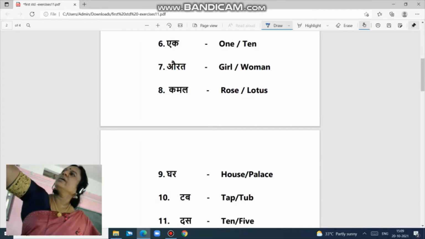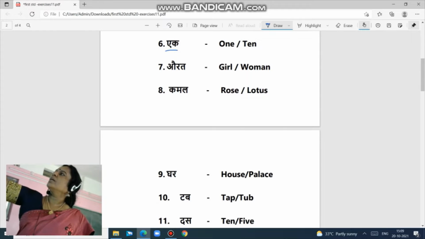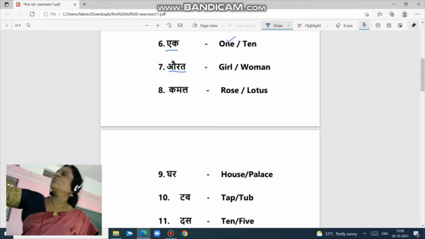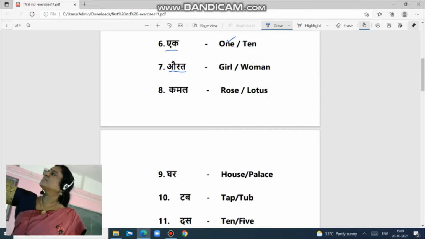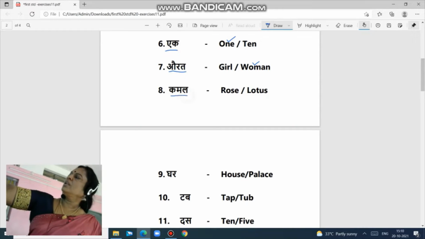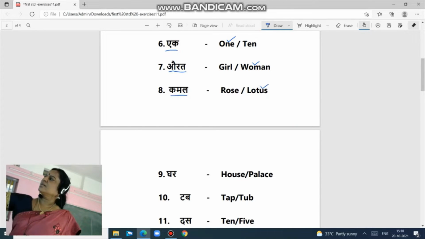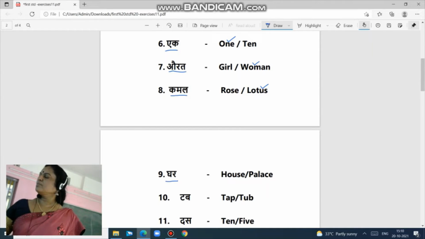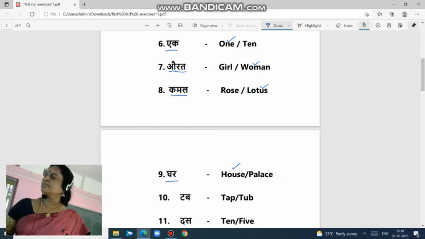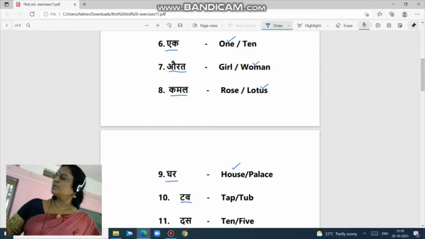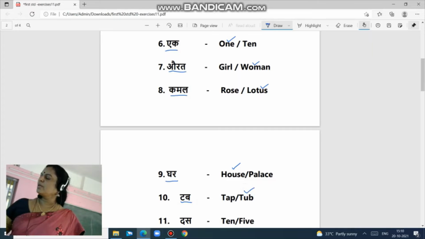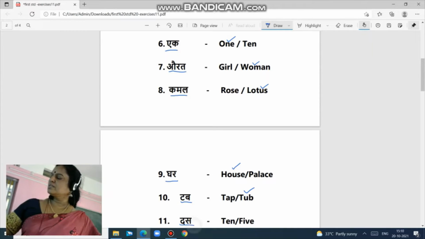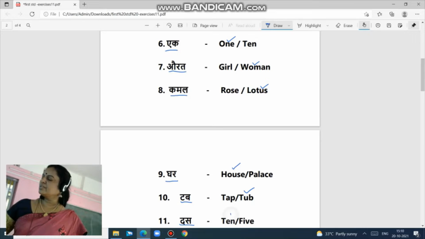Next word, ek. 110. 1 is the correct answer. Aurat. Girl, woman. Woman is the correct answer. Kamal. Rose, lotus. Lotus is the correct answer. Ghar. House, palace. House is the correct answer. Tab means tub. Das. 10, 5. 10 is the correct answer.